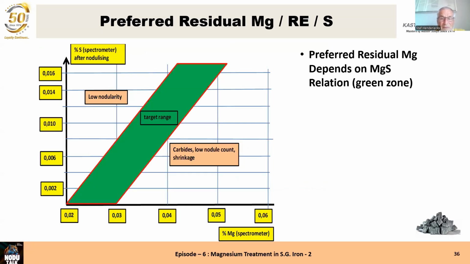This is the graph we have seen already in a previous month, but it's a graph that is very, very, very important. The green zone is the relation between the magnesium and the sulfur, and the green zone has the best results. Left of the green zone, you have low nodularity, and right of the green zone, everyone says, okay, I have sufficiently high magnesium. You will have carbides, you can get low nodule count, you can get shrinkage, you can get a lot of other things. Try to be in the green zone.